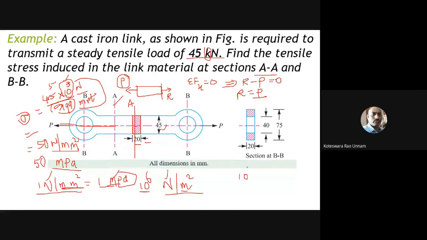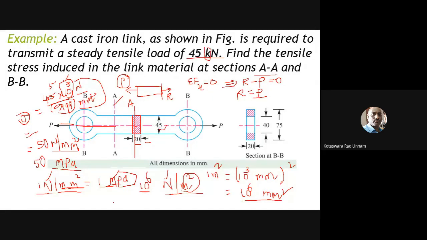So I'll write that 1000 as 10 cube. So 1 meter equals 10 cube mm. But here I have meter square. If I square this side, I need to square the other side also. 10 cube square is nothing but 10 power 6, and mm becomes mm square. Therefore, 1 meter square, I will write as 10 power 6 mm square.